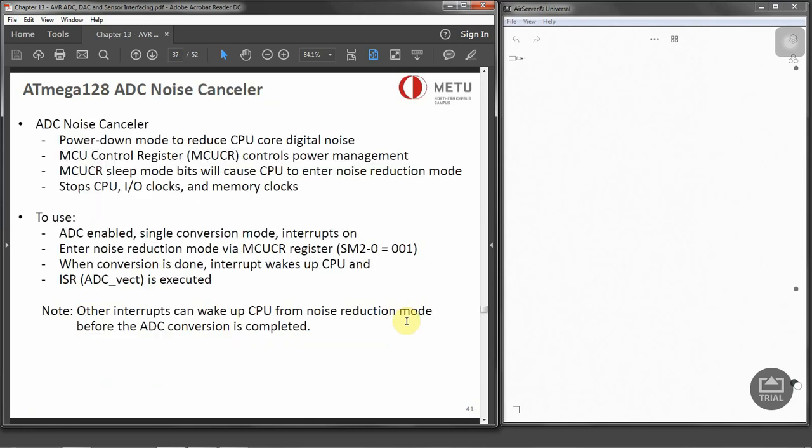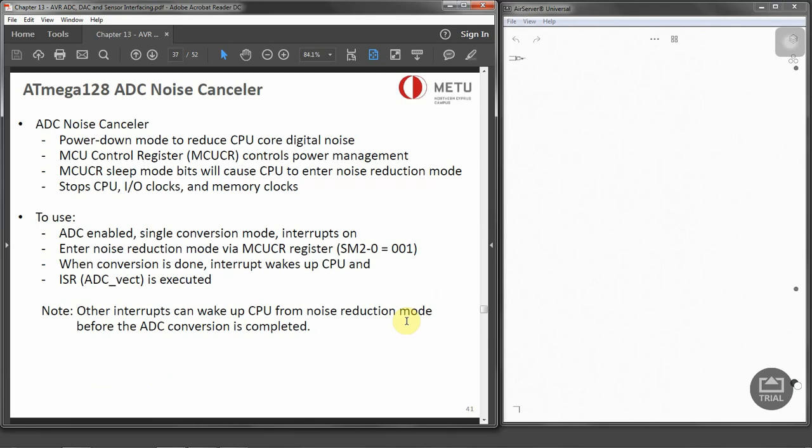In ADC we can use a couple of registers to modify or power down the CPU. As we are powering down the CPU, we are actually reducing the digital noise as we are doing the conversion. Whenever the conversion is done, we can wake up the CPU and process the converted data. And that's why interrupts are really important in every part of embedded systems.